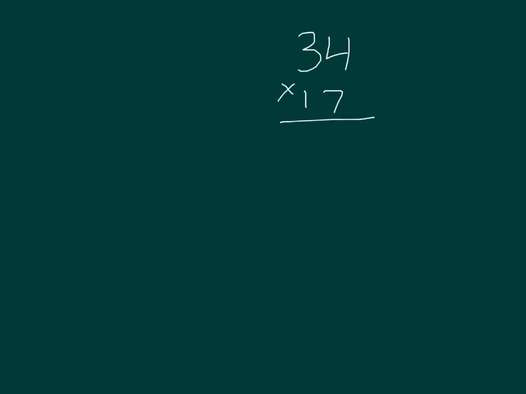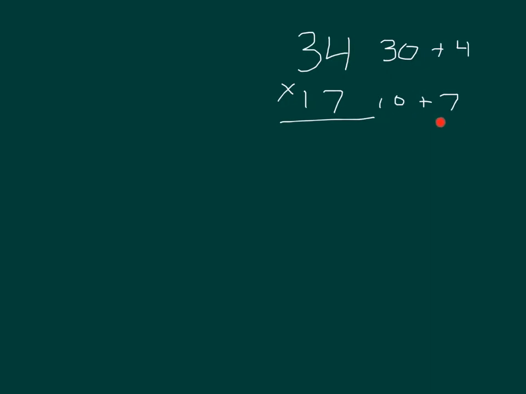Using partial products, I'm going to try to decide what 34 times 17 is. I'm going to use what I know about place value to help me out. When I look at the number 34, what it really means is 30 plus 4. I have 3 groups of 10, or 30, plus 4 ones. When I look at 17, it really means 10 plus 7, or 1 group of 10 plus 7 ones. This is going to help me when I do my partial products.